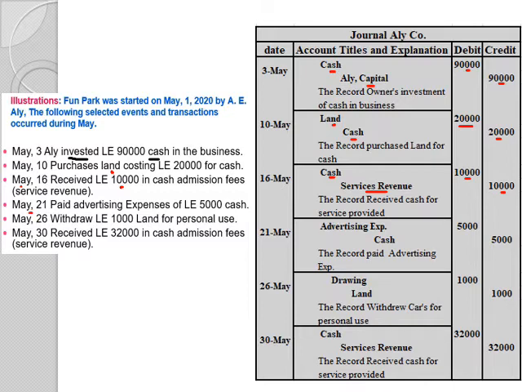Transaction number 4, May 21, paid advertising expenses of £5,000 cash. Advertising expenses normal balance debit.